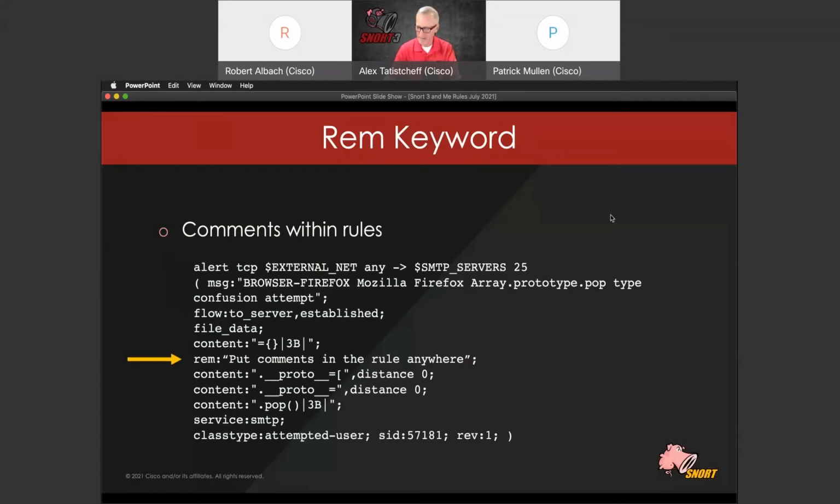Rem. Wow, it sounds like basic, right? So you can use the rem keyword, rem colon, quote, put your comments in the middle of the rule. It's just a keyword that goes in a rule, and Snort doesn't care, right? It's not going to obviously execute anything in there. It's just used for you to comment the rule. So that's kind of cool.